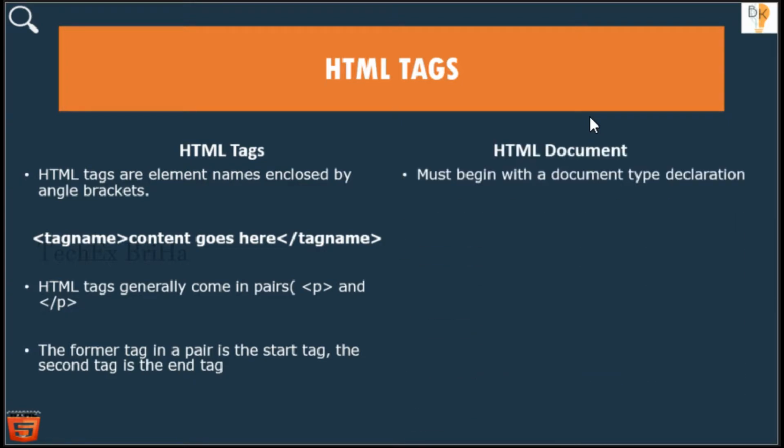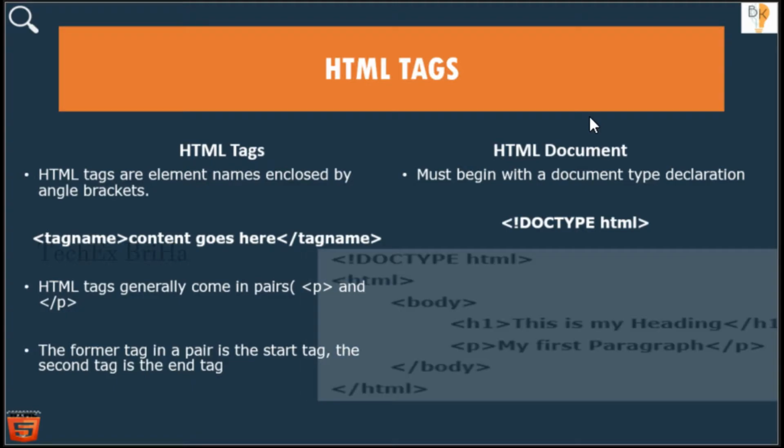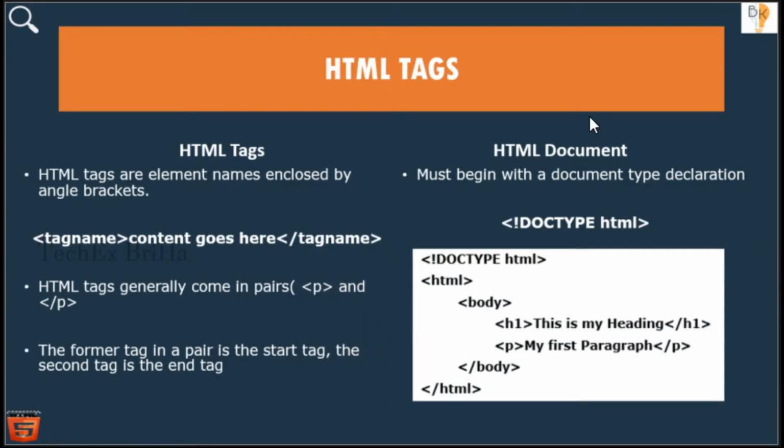Coming to the HTML document. An HTML document must begin with the doctype declaration, starting with an exclamation mark. You can observe here the doctype declaration is at the top of the HTML document, where it tells that it is the start of the program.